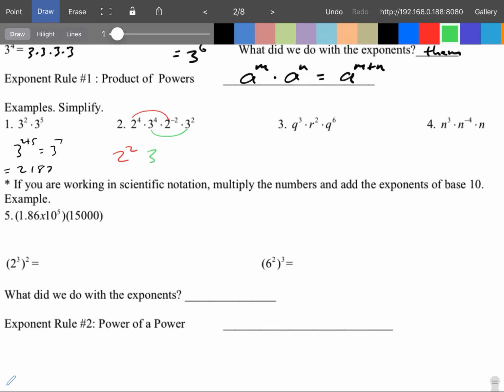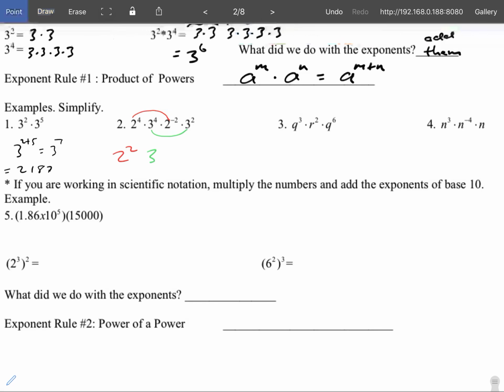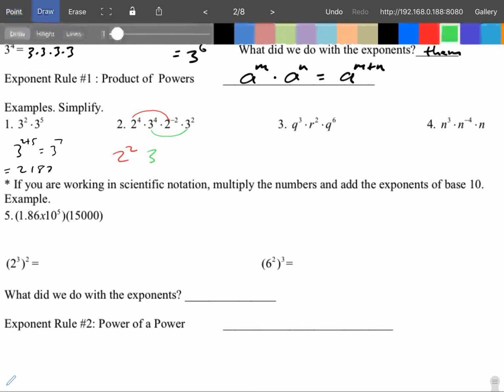And then in the green there, we have bases of 3. So that's going to be 3. And again, we're just going to add these powers. So in that case, we've got 4 plus 2.